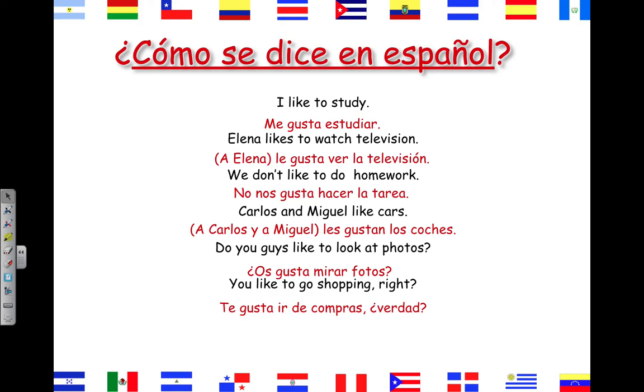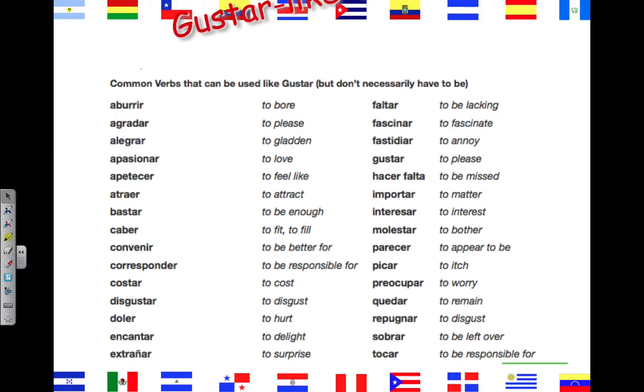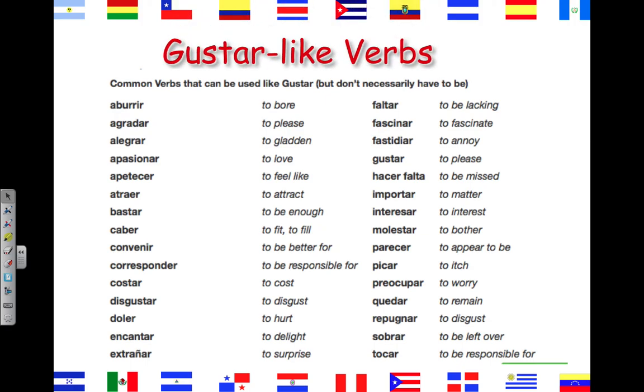But wait, there's more. You may have heard me say a couple times now that there are gustar-like verbs. The verbs you see before you are ones that act like gustar. Okay? They can also be used the old-fashioned way with a regular old subject pronoun. But these verbs can also be used as gustar-like verbs. The more popular ones to see used this way would be aburrir. Oh, what else? Doler. Doler you see a lot. Me duele la cabeza. It's also an o-ue boot verb.